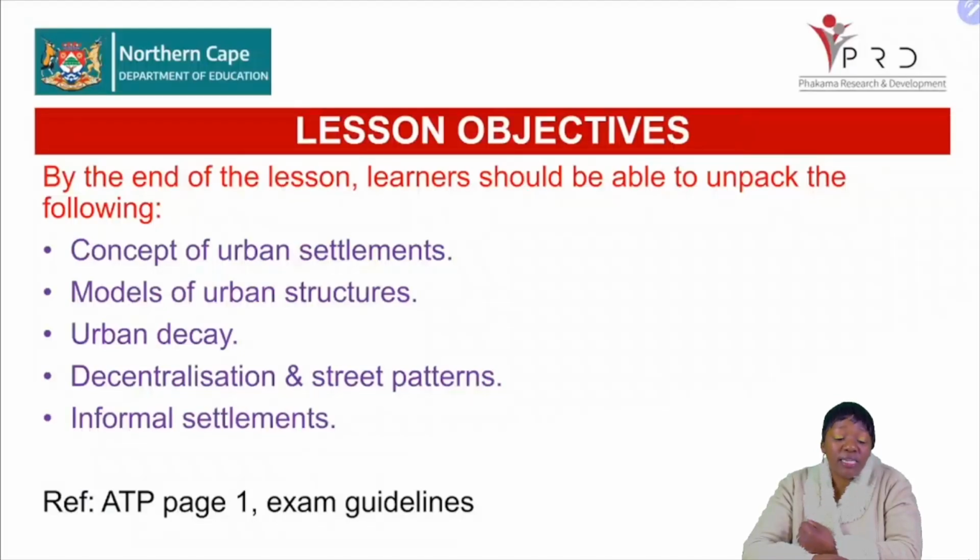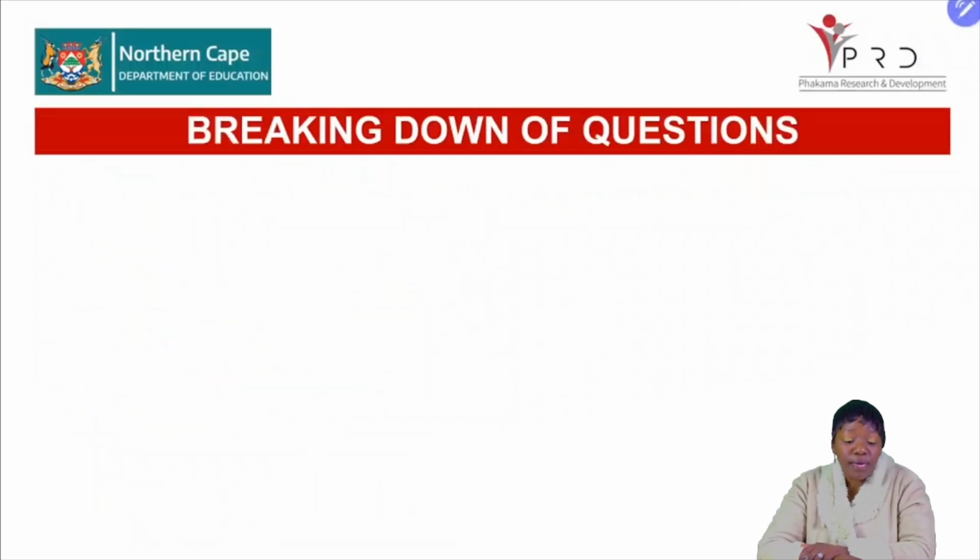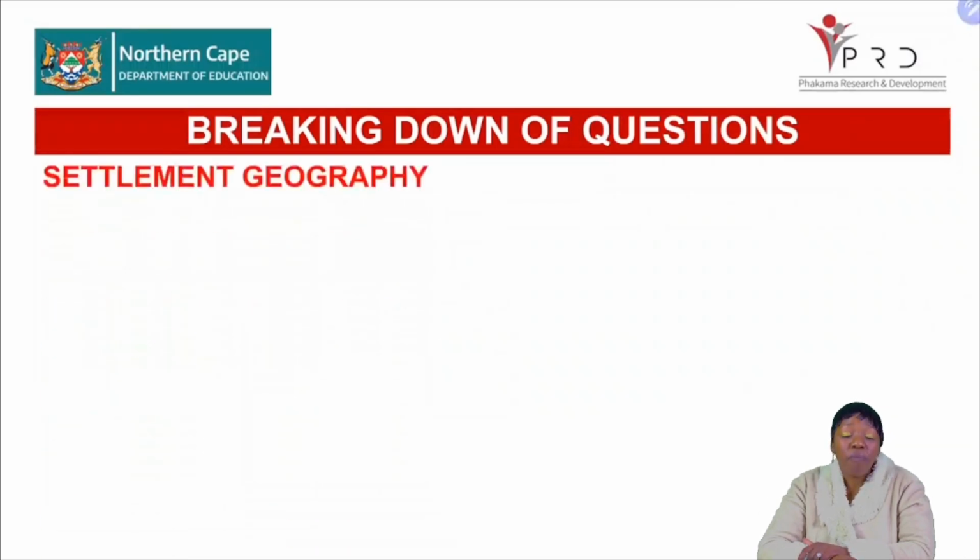We're going to look at the concept of the urban settlement. We will be looking at the models of urban structure. We're going to look at urban decay. Remember, sometimes it is called your transition. We're going to look at your decentralization as well as your street pattern. Then lastly, we will be looking at your informal settlement. Then we're going to go through breaking down the questions for your paper 2.